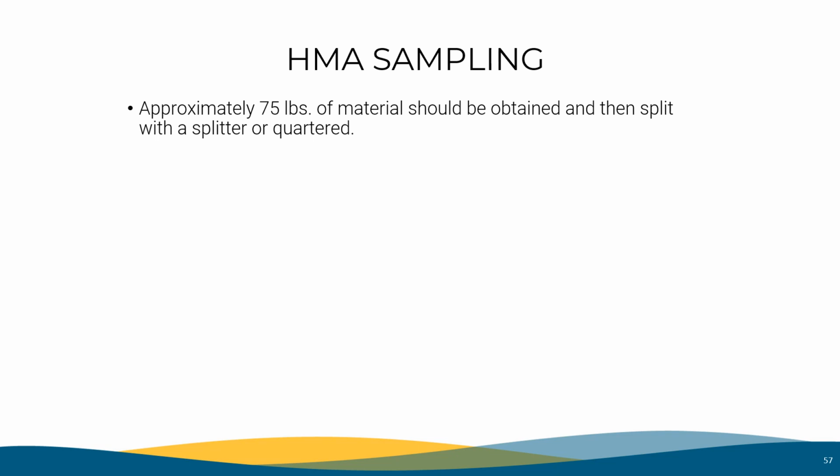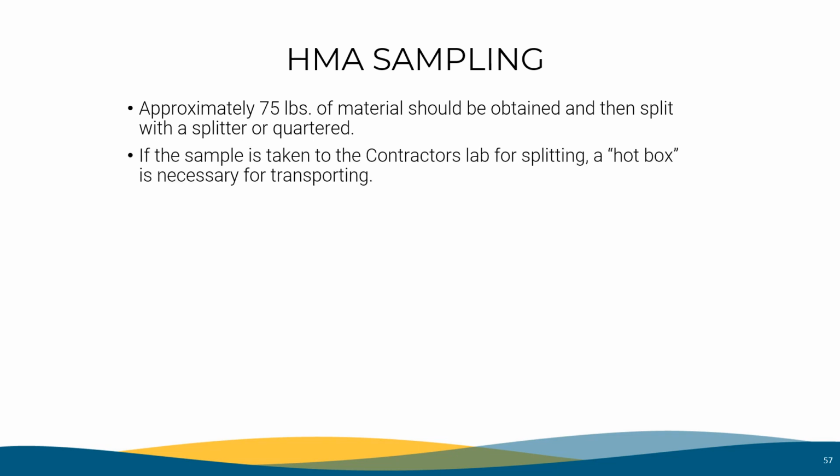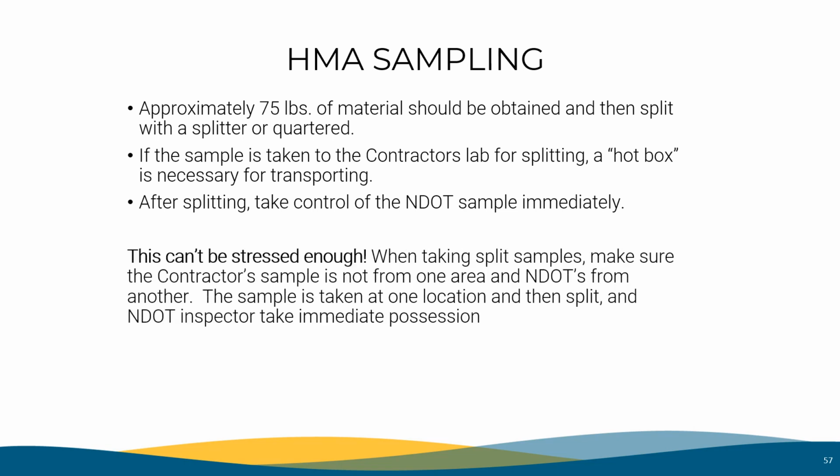or quartered. If the sample is taken to the contractor's lab for splitting, a hot box is necessary for transporting. Often contractors will split on the roadway. At this time, the NDOT inspector should take the split sample at the roadway. If the sample is split in the lab, take control of the NDOT sample immediately. This cannot be stressed enough.